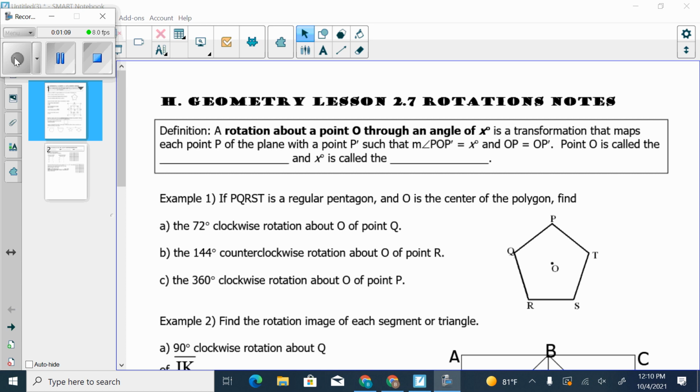So it says point O is what we will call the center of rotation. Which basically just means any rotations that happen are going to be based on that point. So we'll be going in a circle either clockwise or counterclockwise, whichever way they tell us, around that center point. Okay, and x degrees is going to be called your angle of rotation. And they'll specify how many degrees you should be rotating each time.